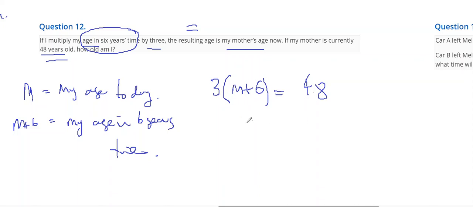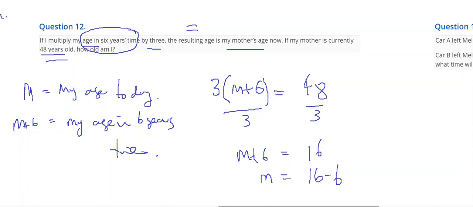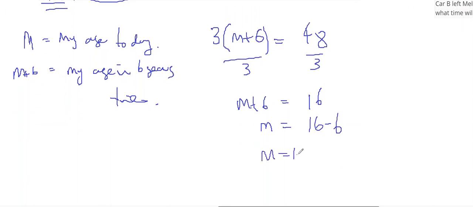Okay, that's good. Now I've got a decision. Do I divide first or do I multiply out the brackets? Since 3 does go into 48, I'm going to divide both sides by 3. M plus 6 equals 16. So M equals 16 minus 6. My current age is 10 years old.